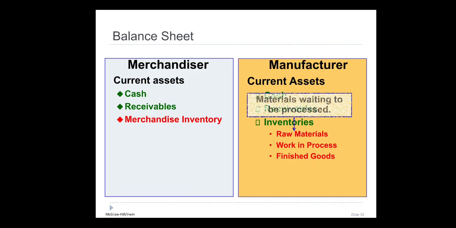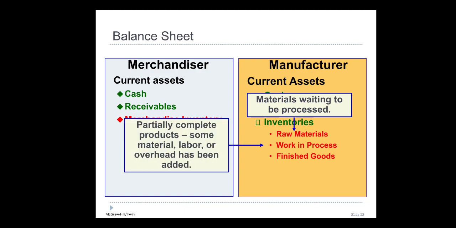Raw materials are waiting to be processed. Work in process are partially complete product. If the business is the sport car factory business, and if the business close its account at the end of the year, if you check the inventory of the business, they are partially complete cars. So that is called work in process inventory. And there are also finished or completed sport car ready to be sold. So that is called finished goods.